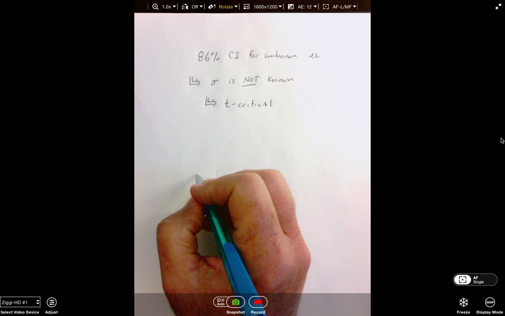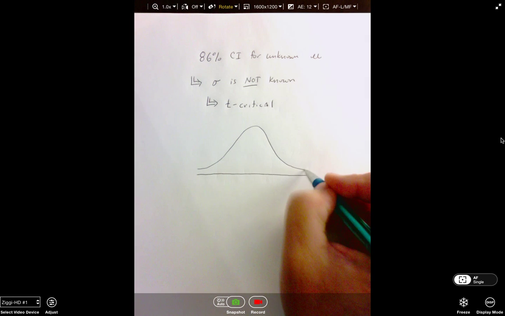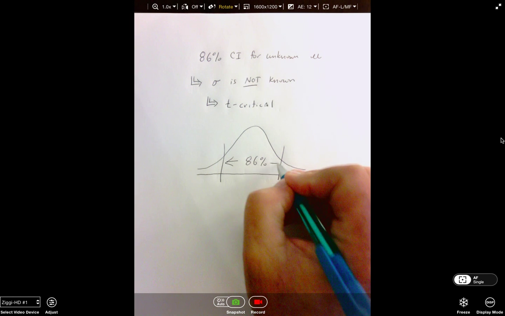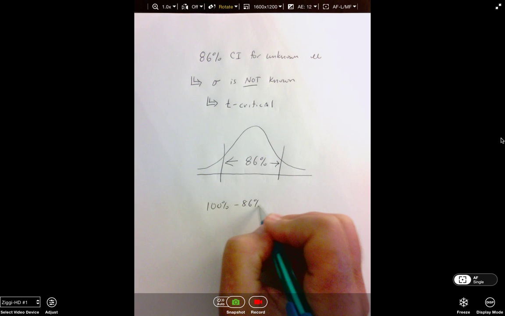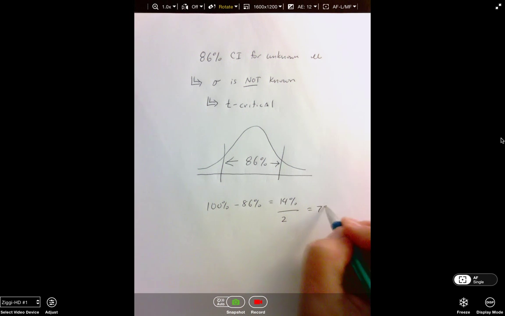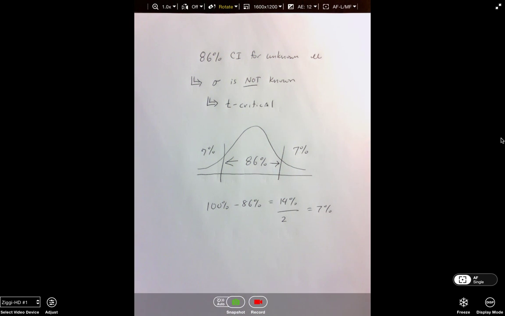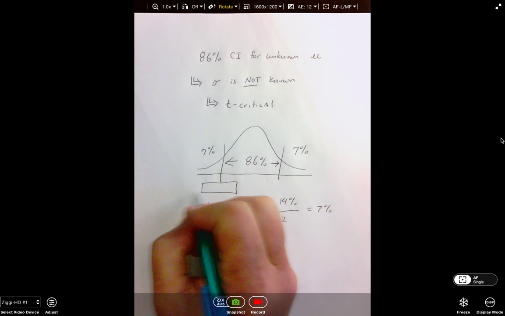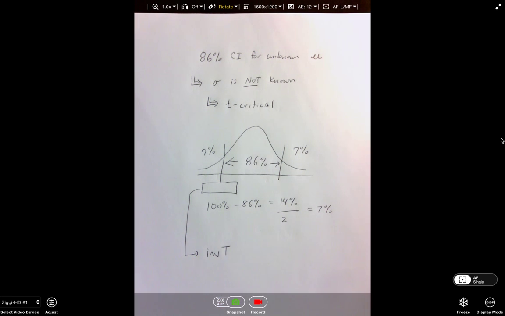So how are we going to do this? Well, guys, we do the same thing. Draw two lines in the center. How much is missing? Divide by 2. All right. So now to find this value right here, what are we going to do in our calculator? We're going to use the inverse t key instead.